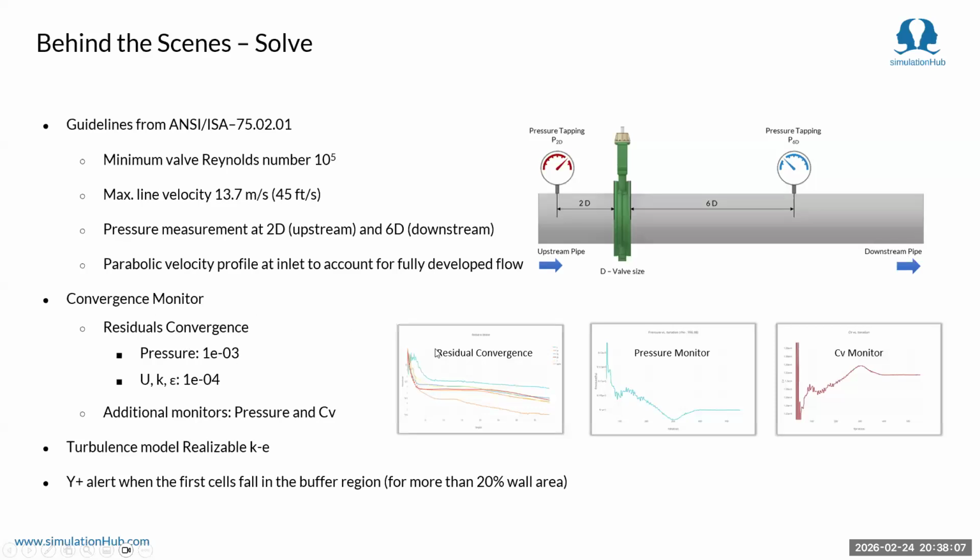So, and also it's an iterative process, right? So we need to monitor the convergence of the results. So residual convergence, and on top of that, the pressure and CV should be very flat. Even if you run it further, there should not be any changes in the pressure or CV value. So the solution is converged. So all these things are taken care of in the backend.